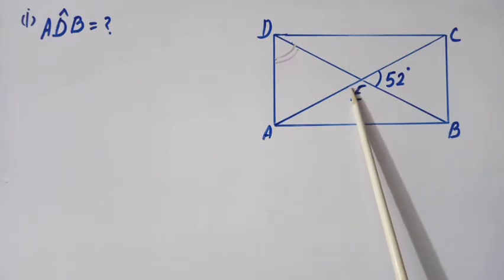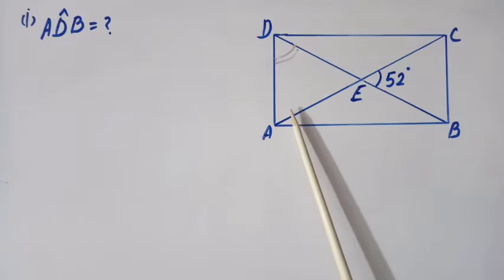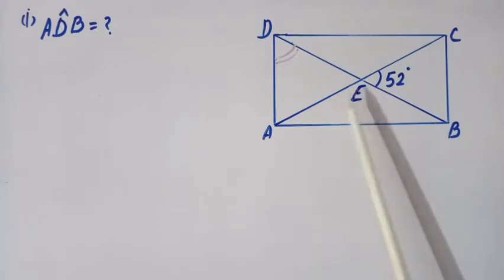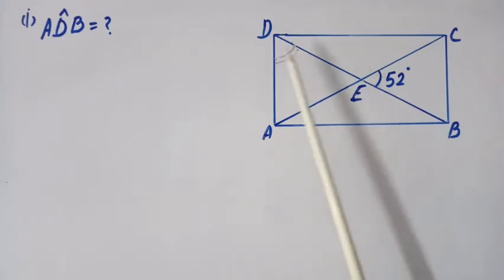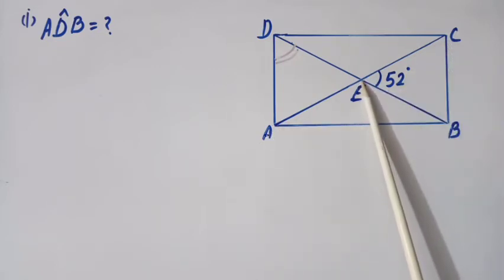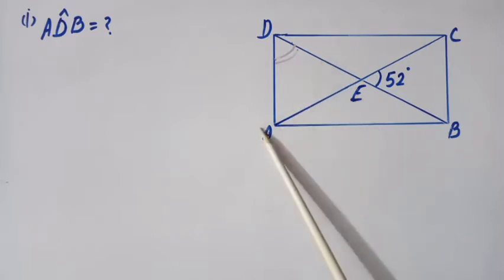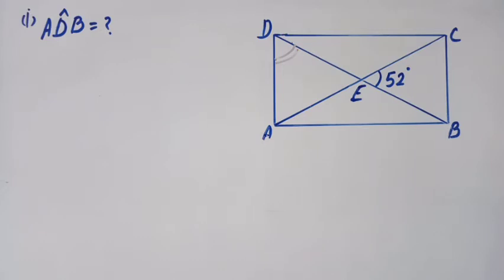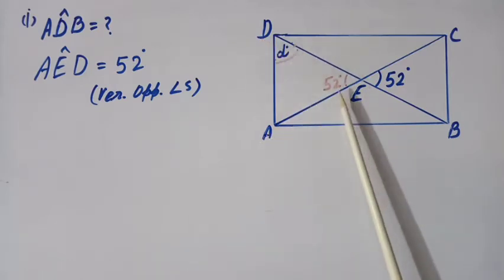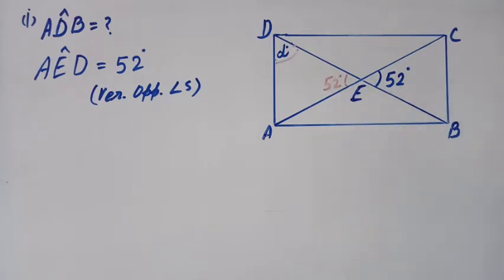Why? Yes, because of isosceles triangle. Yes, because this DE and AE are equal to one another. Why? Because these two diagonals of the rectangle are bisecting one another over here. So this way, these two sides of the triangle ADE would be equal to one another in the measurement. AED is equal to 52 degrees. Why? Because of, sorry, vertically opposite angles. Because of vertically opposite angles, AED is equal to 52 degrees, right?